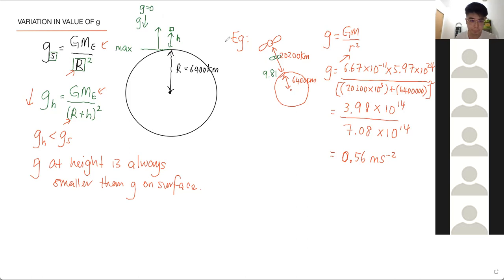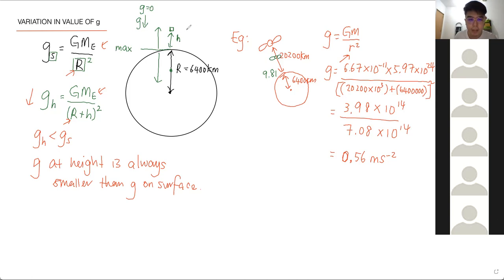Now, how about inside the Earth? Does the g change inside the Earth? I cannot literally go inside the Earth, right? But conceptually, if I'm here at a distance here, then what would be my g? Is it going to be 9.8, or does it increase or does it decrease? Now before we talk about how it changes inside the Earth, we want to compare. Sometimes the question will ask you, at what point where the g is 1/4 of the g at the surface?